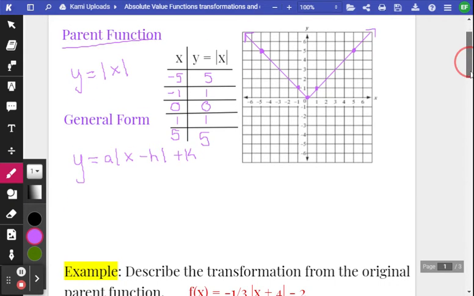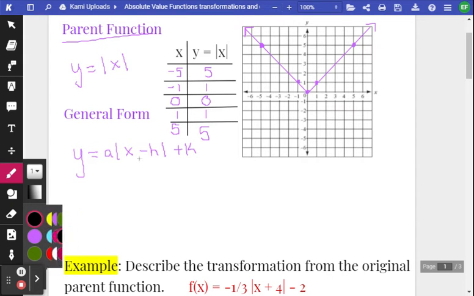Now in this general form, again, let's talk transformations. I'm going to talk about the easy one first. This k value here talks about our vertical transformation, shifting our graph up and down. If we have a positive k value, we're going up however many units we're talking. If it is negative, then we're going down, again, however many units we are talking. So if this is +10, then we'd be shifting the graph up 10. If it's -12, then we'd be shifting the graph down 12 units.